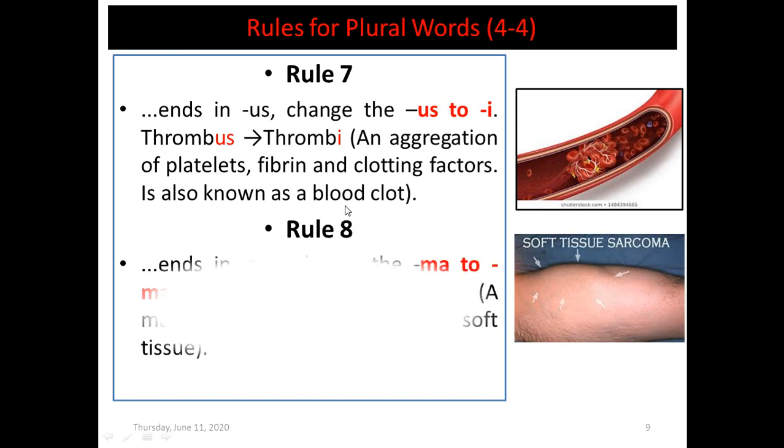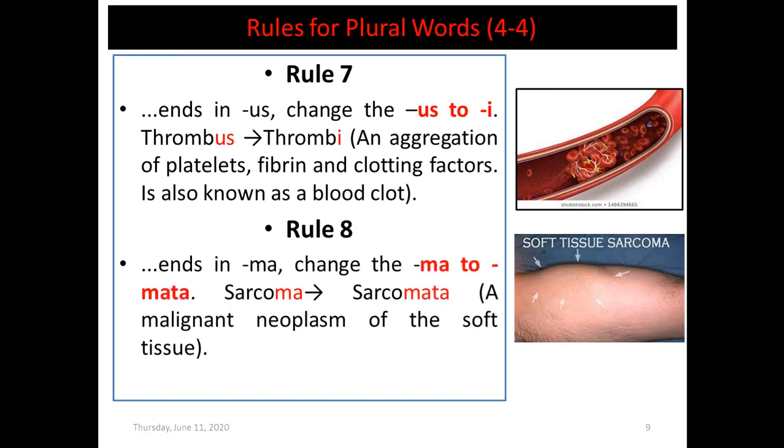So rule number 8: if the word ends with ma, change ma to mata. Like sarcoma, it will change to sarcomata. This is the singular, and here the plural pattern, which is a malignancy, a malignant neoplasm of the soft tissue. This is the soft tissue sarcoma. If it is one, we call it sarcoma. If it is multiple, we call it sarcomata.